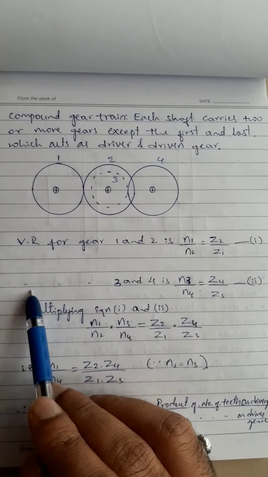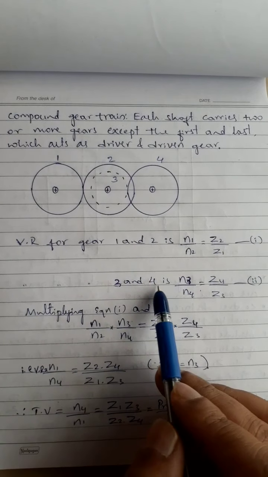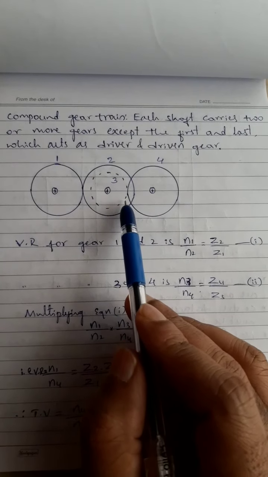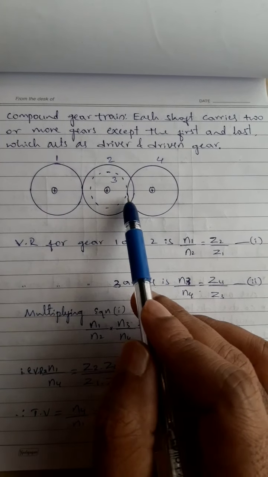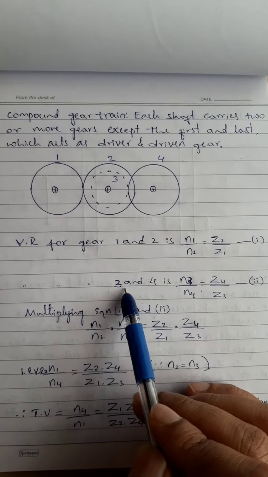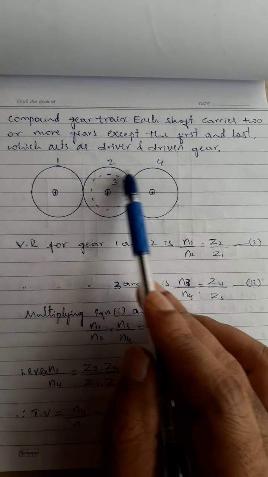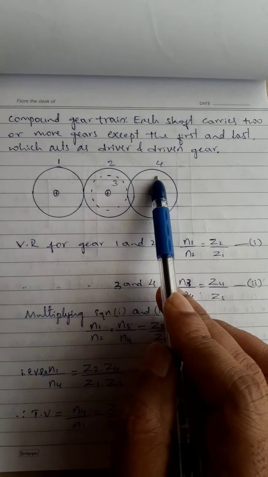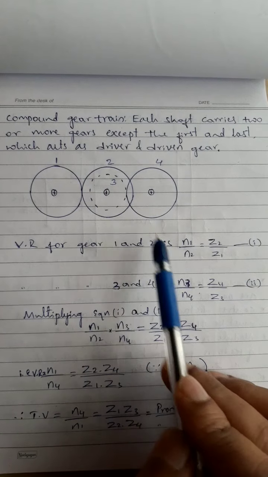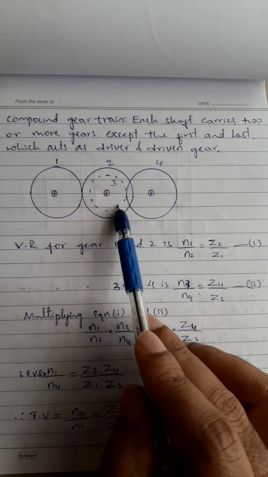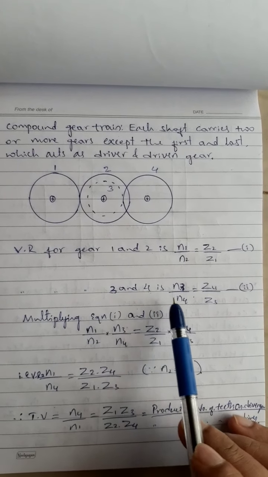Similarly, velocity ratio for gear 3 and 4. Here you can see gear 3 is in contact with gear 4. That is why I have taken it as gear 3 and 4. We cannot take 2 and 4 because 2 and 4 are not in contact with each other. 1 and 2 are in contact with each other, so I have taken 1 and 2. 3 and 4 are in contact with each other, so we have to take it as 3 and 4.